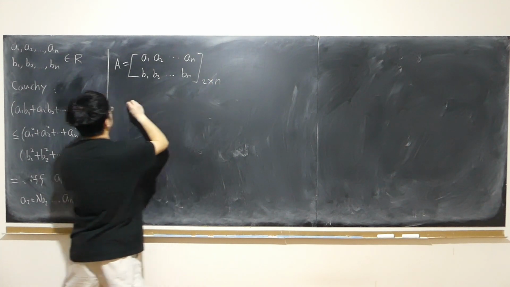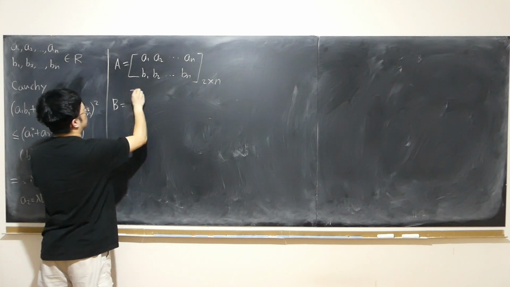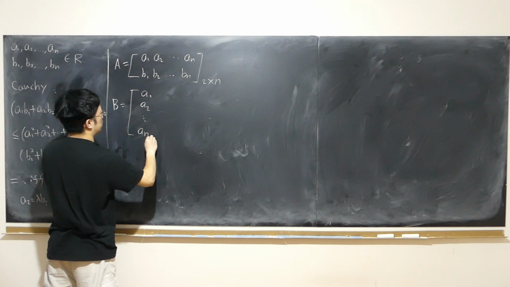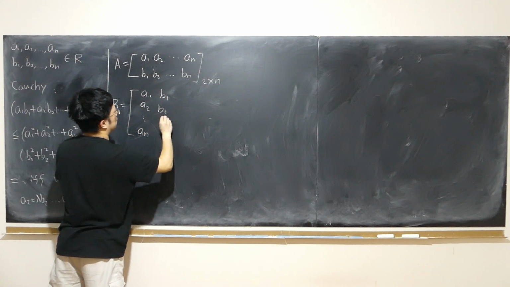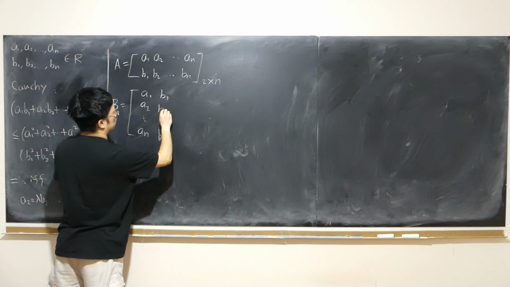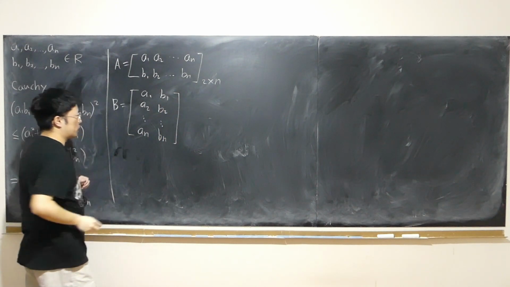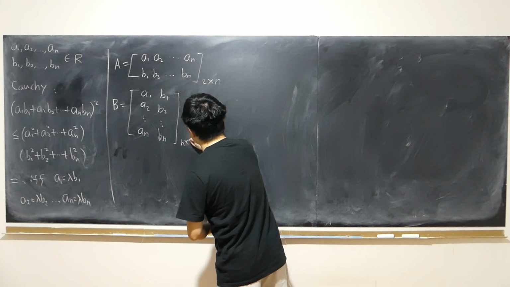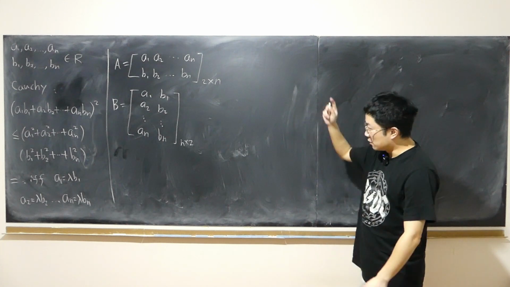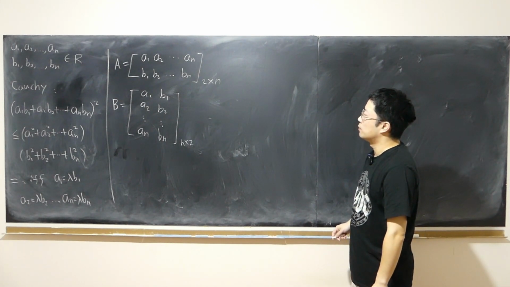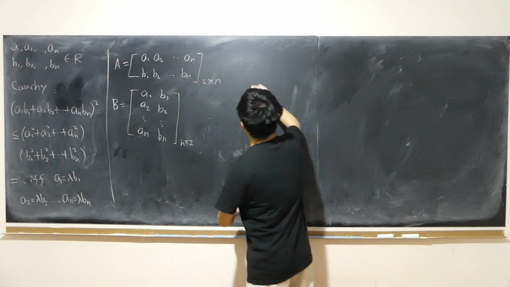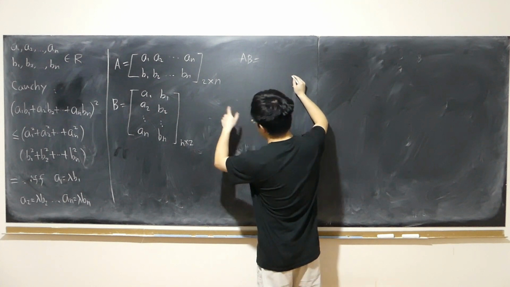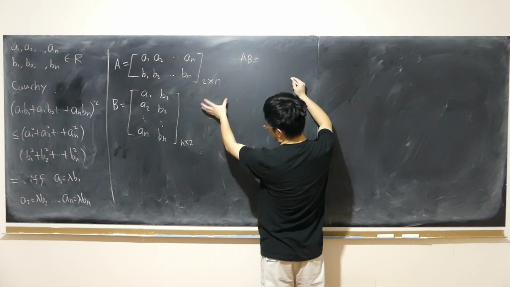2 by n. We have a matrix B. B is equal to A1, A2, all the way to AN in the first column, and B1, B2, all the way to Bn in the second column, where the size of the matrix is of course n rows, 2 columns, n times 2. Of course, it's multiplicable, right? A multiplied by B. So what is A times B? It's going to come out as a 2 by 2 matrix in the end, of course.